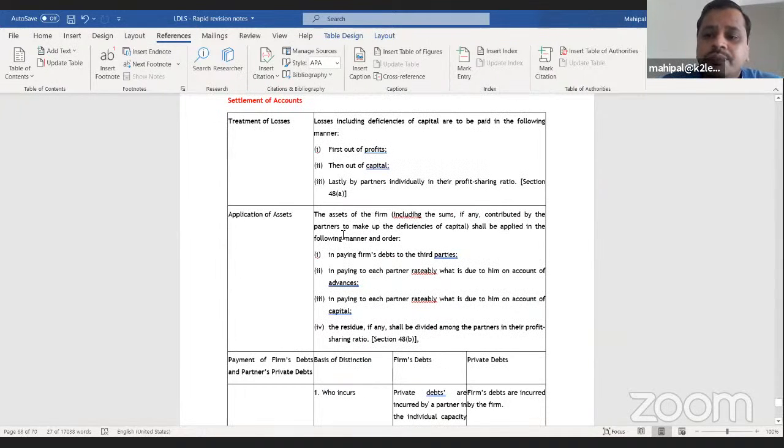Settlement of accounts. Loss, including deficiency of capital, is to be paid in the following manner. First, pay out from the profits, then from the capital, and lastly by the partners individually in the profit sharing ratio. Application of assets. Assets should be applied in making first the outsiders' liability, which is debts of third parties, then insiders' liability, which are loans and advances, then it should be transferred to the capital account in the capital contribution ratio, then it should be distributed among the partners in the profit sharing ratio.